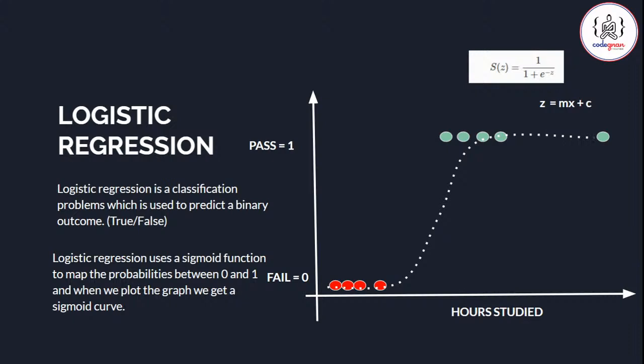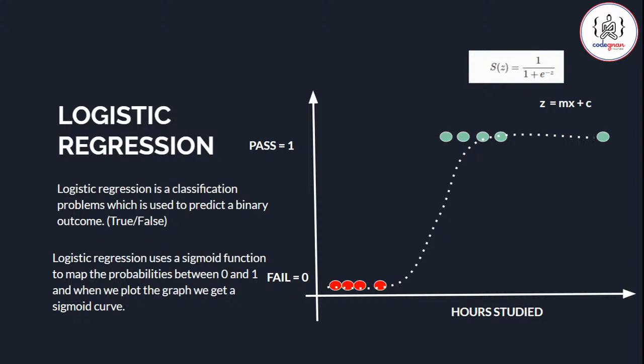All right. So logistic regression is a binary classification problem which is used to predict the binary classes, either true, false, yes, no, cat, dog, spam or not spam. So this is mainly used for binary classification problems where you have pass equals to 1 and fail equals to 0. And in logistic regression, we use a sigmoid function to map the probabilities between 0 and 1.